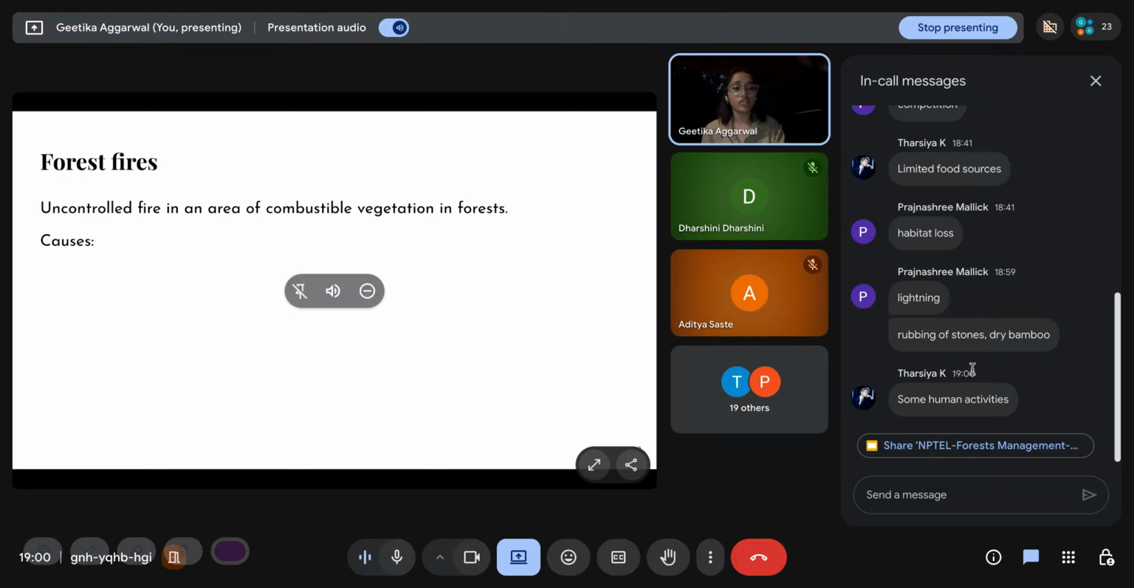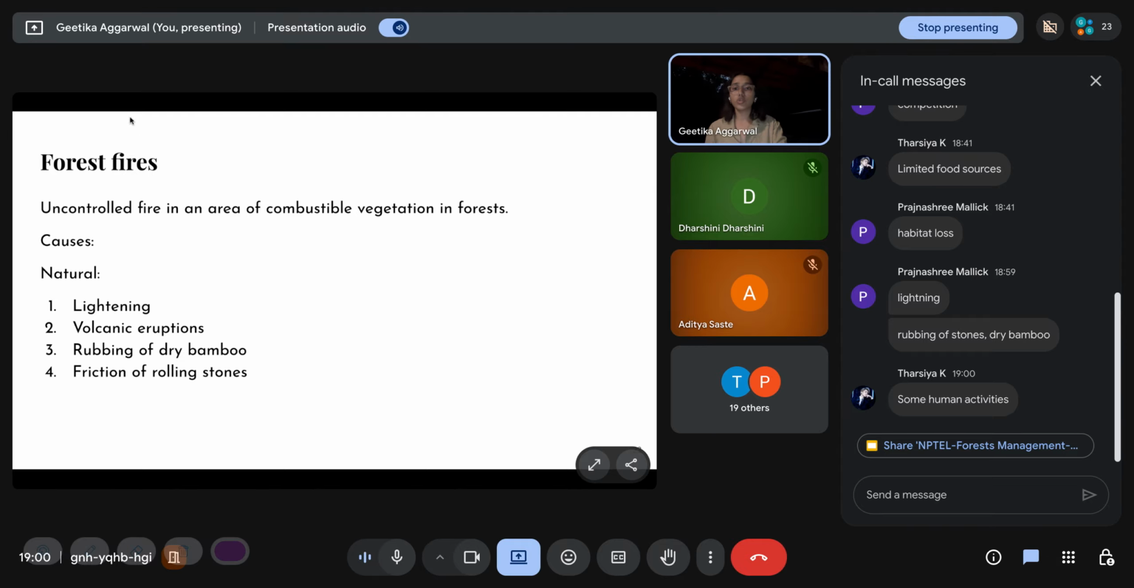Yeah, so you have gone through the lecture. Rubbing of stones, dry bamboo. Yeah, all of these. Some human activities will actually come under a human cause of forest fire and will not be a natural, non-anthropogenic cause. So causes of forest fires can be natural or anthropogenic. In natural, as you said, there can be lightning, there can be volcanic eruptions in the area which can lead to forest fires in the neighboring forests, rubbing of dry bamboo or friction of rolling stones.